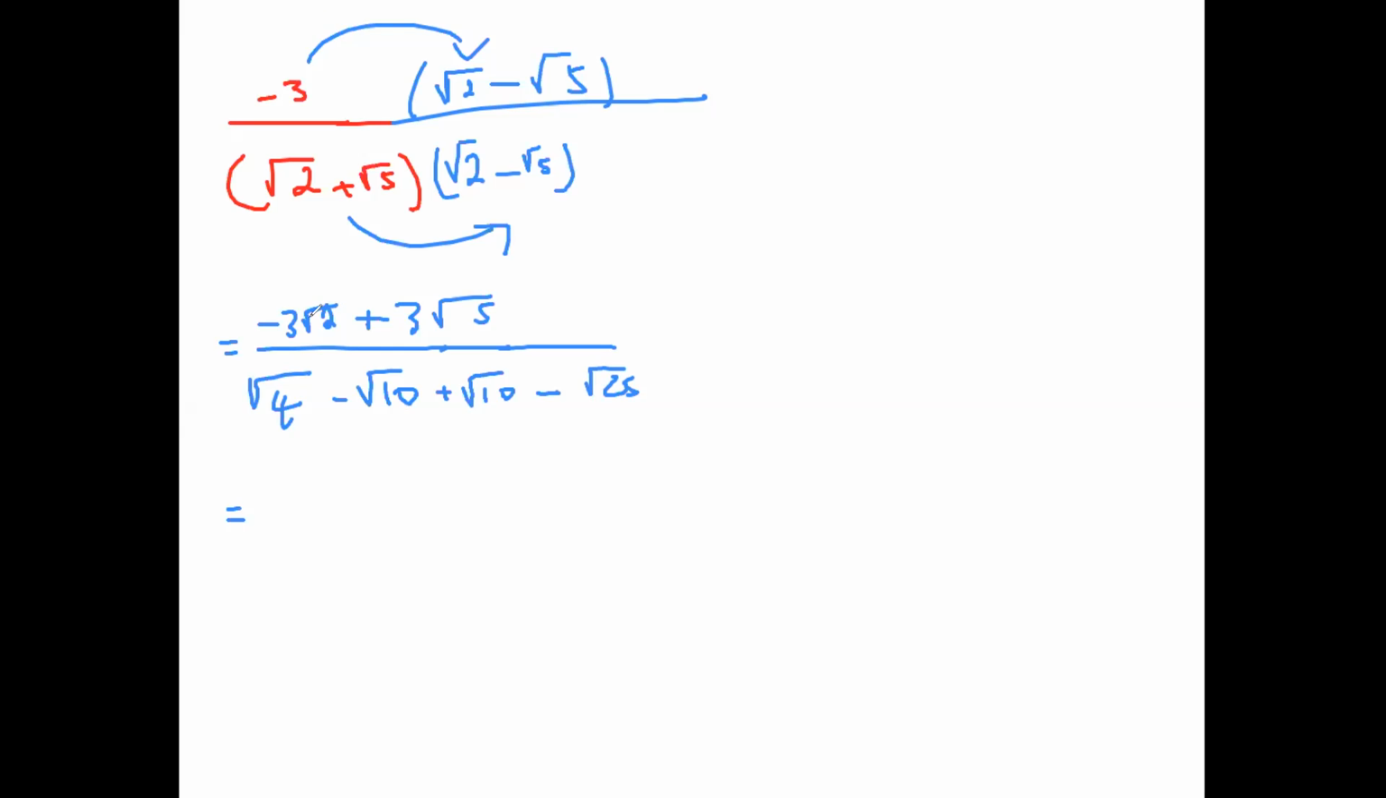Can we add these two radicals? No, we can't because we have different radicals. The number inside, the radicand, is different, so we can't add these two. It has to be the same number here, just like, for example, x here and x here. These are different terms, so we can't add them. They just stay the same.